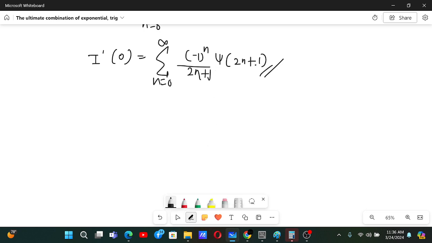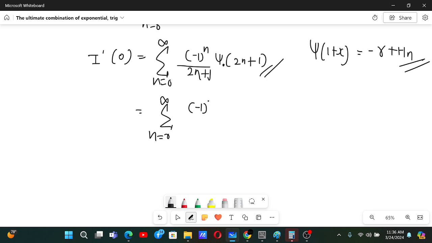Okay. So to simplify this expression, we can use the formula for the digamma function of 1 plus x. We know that this is the negative of the Euler-Mascheroni constant plus H of n. We will use this, and that gives us the sum from n equals 0 to infinity of (-1)^n by 2n plus 1, times minus the Euler-Mascheroni constant, and then plus H of 2n. Here, in terms of x, there is 2n.